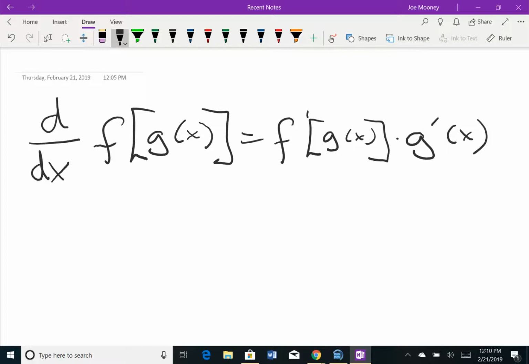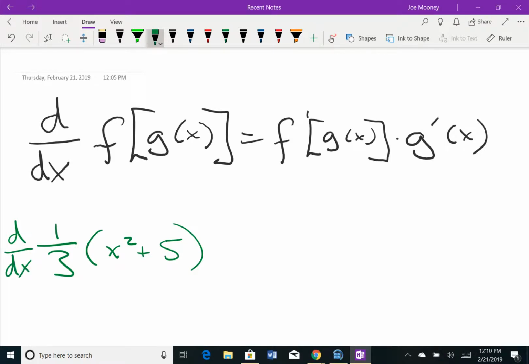So let's just say I've got 1/3 x squared plus 5 as my f. So I'm going to take the derivative of that. It's never too early. It's not structuring the lesson yet, but identify all the parts for me. So you've got your 1/3, which is just your coefficient. That'll just be treated as a coefficient.